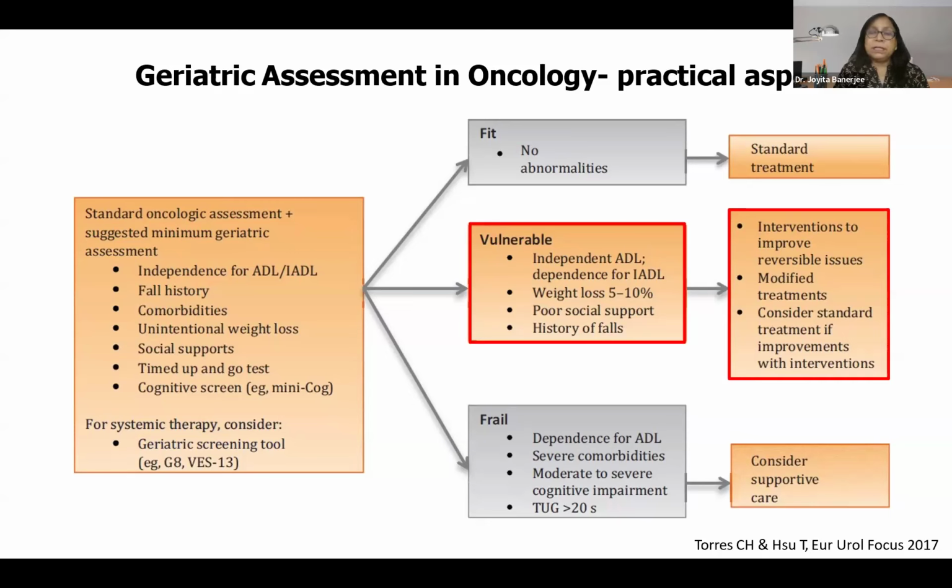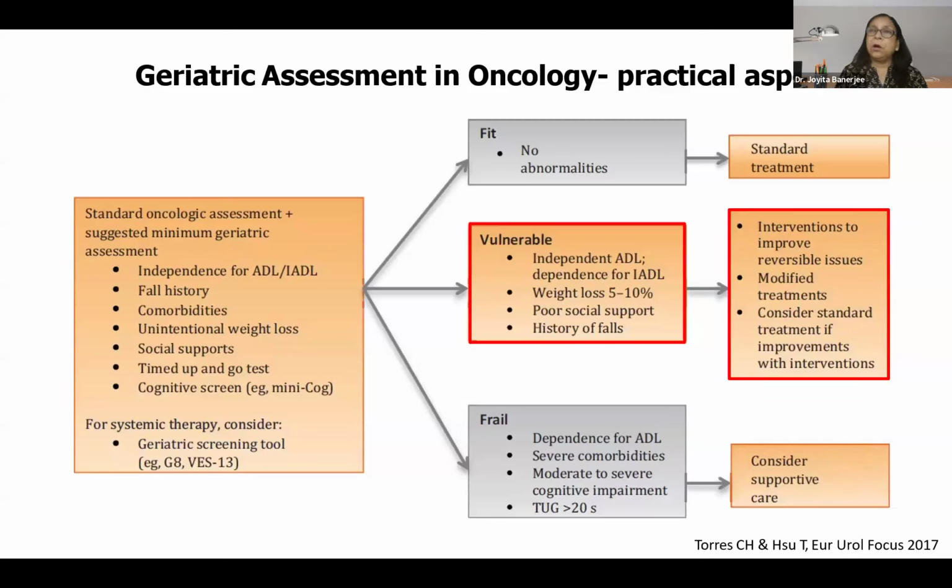The Timed Up and Go test, an objective physical test, and a cognitive screen. All these domains can be looked into with the validated tools that we have. And for systemic therapy, we can use screening tools like the G8 or the VES-13 tool. And then we can stratify our patients in these categories.